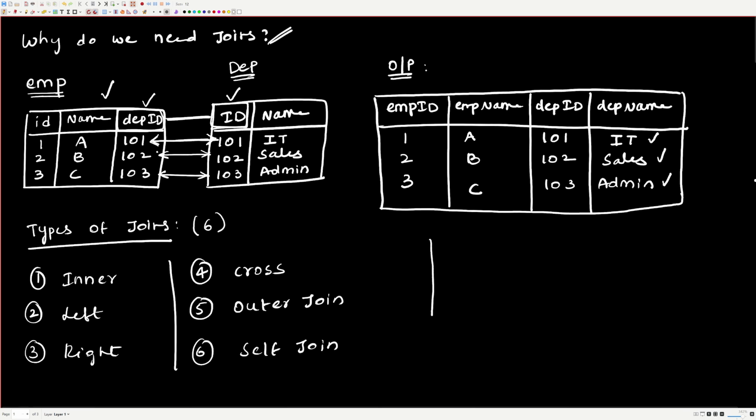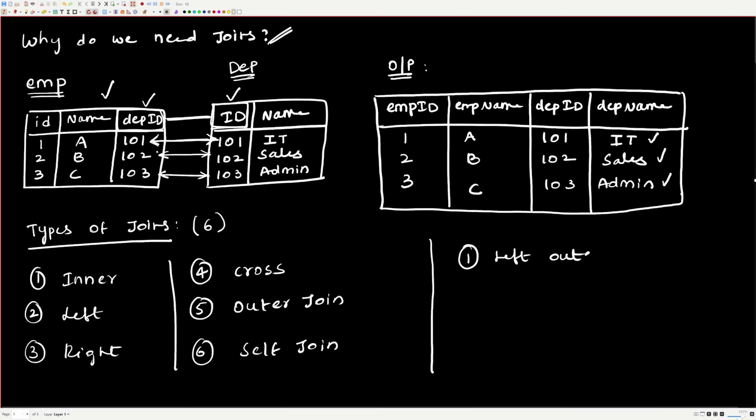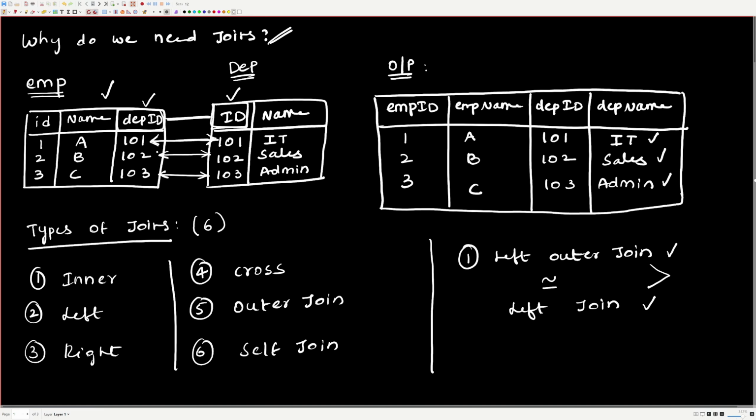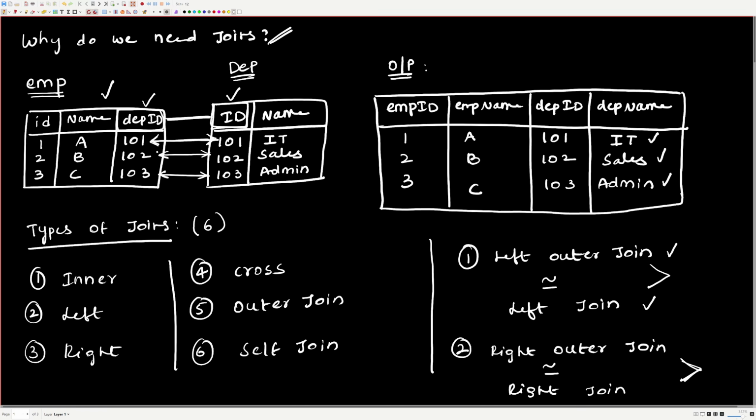Also, lots of times, if somebody wants to confuse you, they will ask what is a left outer join. Left outer join is exactly the same as left join. There is no difference between these two. Left outer join or left join, both are the same. In the same way, right outer join is similar to your right join. There is no difference between them. Both are similar. So now we have understood why we need joins and what the types of joins are.